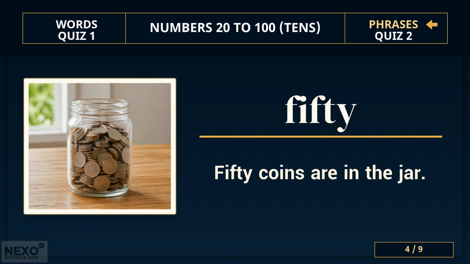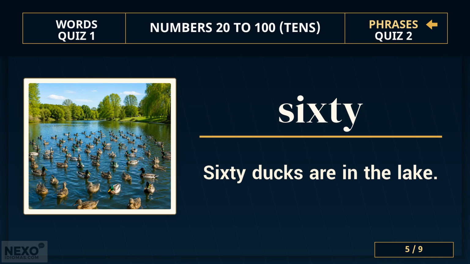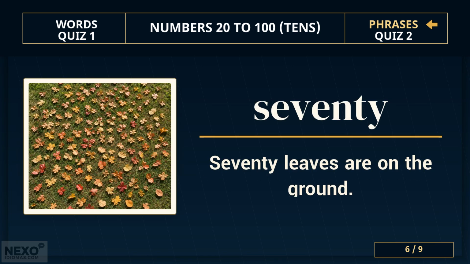50. 50 coins are in the jar. 60. 60 ducks are in the lake. 70. 70 leaves are on the ground.